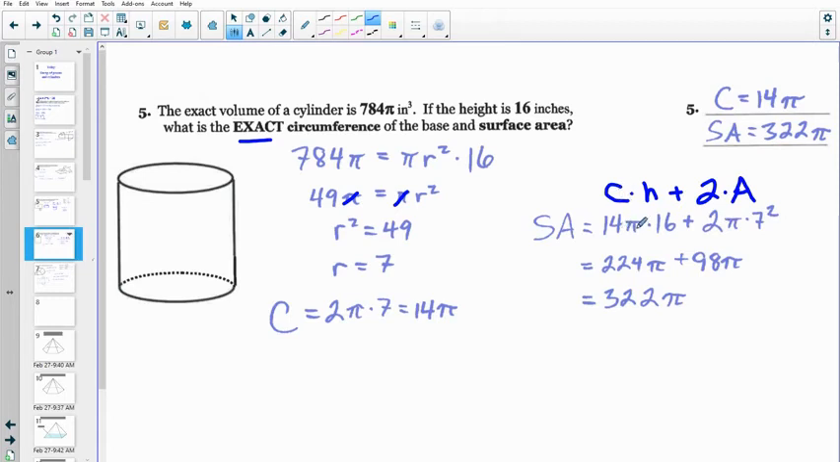Plug in the circumference, plug in the height, plug in the area, and then in this case, because I want the exact value, I'll keep the pi in these expressions. 14 times 16 is 224. 2 times 7 squared is 98. And then add these together. 224 pi plus 98 pi is 322 pi. If I want the approximate surface area or the approximate circumference, then I would plug these into my calculator and multiply by pi. But it did not ask me for that, so I am not going to do that.